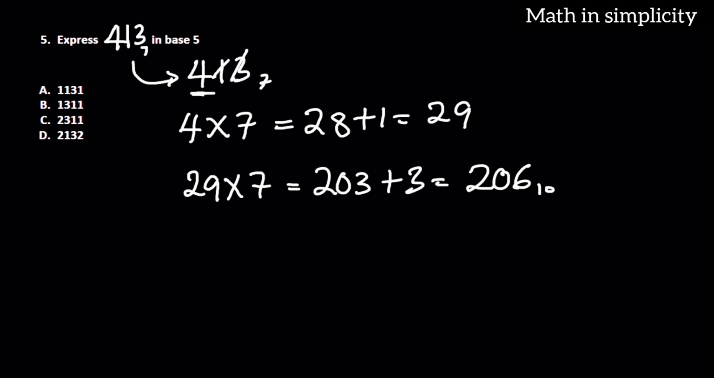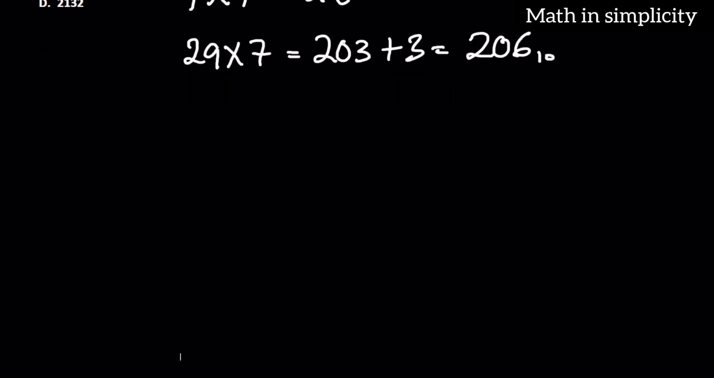Now we can just divide by 5. Anytime you want to convert a number from base 10 to any base, just divide by the base. Since we're looking for the number in base 5, we'll divide 206 by 5. So let's solve this here. We have 206.